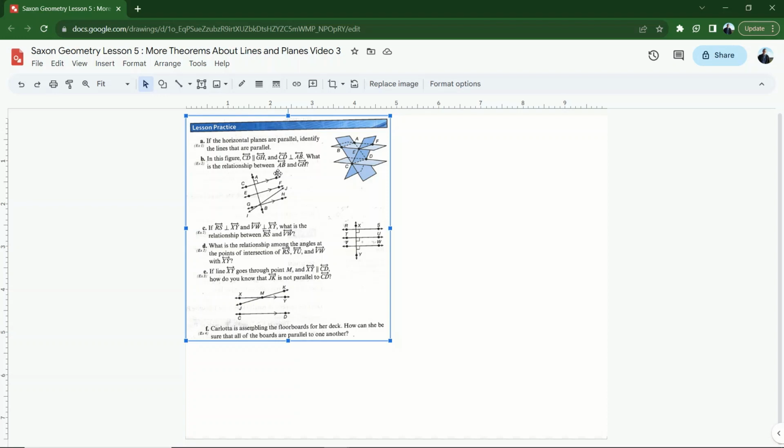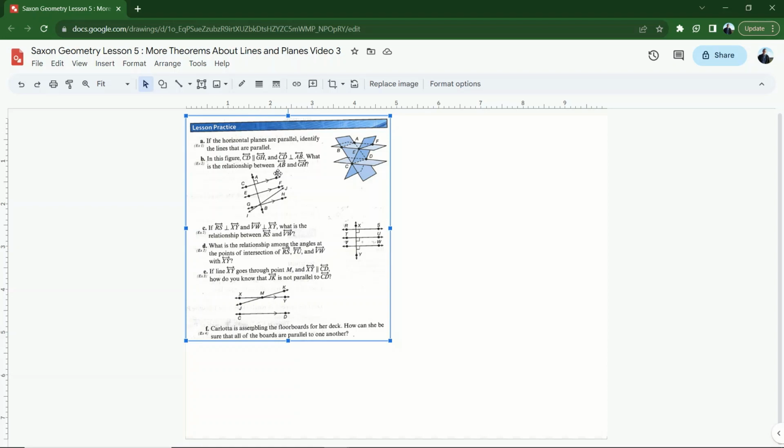Now, this is interesting, okay? Because we could probably say that line AB and line EF are parallel, but we would have to do some extra proving to do that. So I'm just going to identify the lines that on their face are parallel, and that's what the book has as an answer too. So I know that because the planes are parallel, any lines that exist at the intersection of an intersecting plane also have to be parallel.